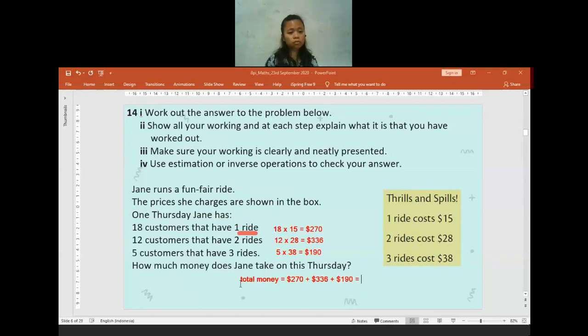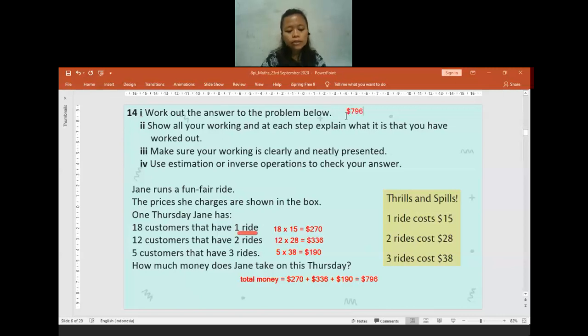Is it 796, or is there anyone who hasn't done it yet? Okay then, I will wait until you count. I think I get 796. If you have a different answer, maybe I made a wrong calculation or something, you can tell me. Yeah, okay, thank you. It will be $796 in total.